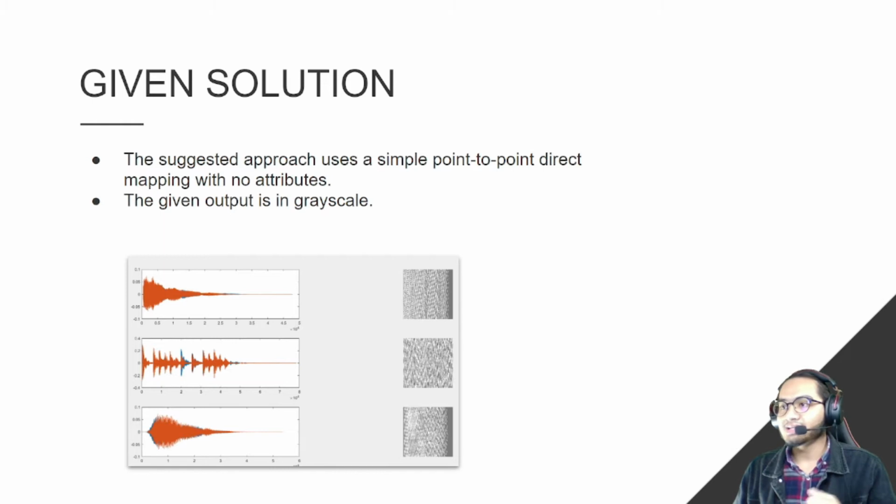So these are the given solutions. The suggested approach uses a simple point-to-point direct mapping with no attribute. The given output is in grayscale.